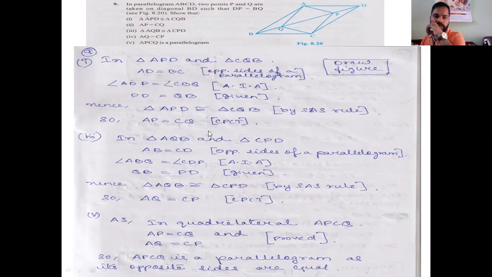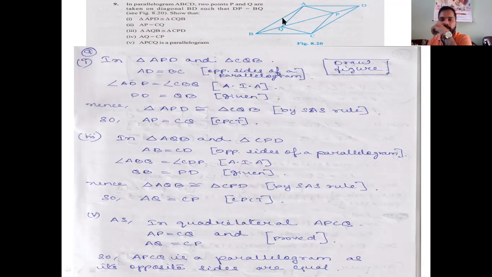So from here we can show that AP is equal to CQ. That means from the first question you can prove the second also by CPCT, okay? Moving on to the third one. We have to show that triangle AQB is congruent to CPD. This is ABQ, CPD. Same procedure here as we did in number 1.